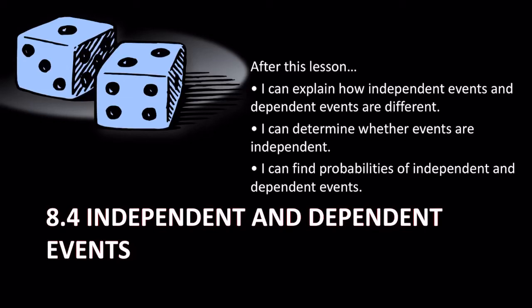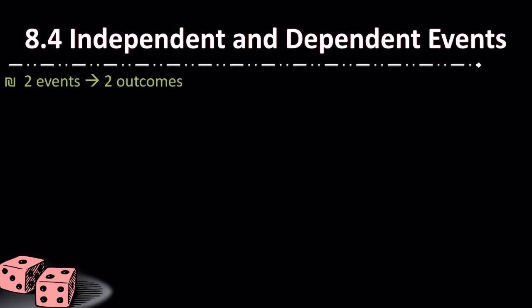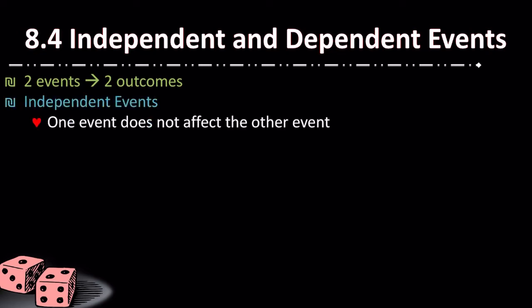Lesson 8.4, Independent and Dependent Events. All right, independent and dependent events are two events with two outcomes. So we've been talking about single events and single outcomes. So now we have two events with two outcomes. Independent events is where one event does not affect the other event, like rolling a dice and flipping a coin. They have nothing to do with each other.